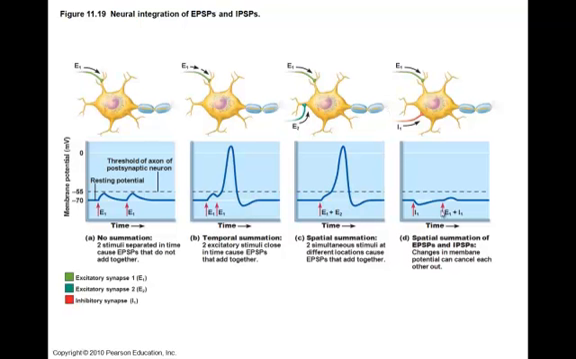Now we can summate our IPSPs and EPSPs. Here this guy is exciting and this guy is inhibiting. So those guys will wipe each other out. One excites, one inhibits, and the neuron has to keep track of all this stuff. So we can summate over time, and we can summate over space. Those are our EPSPs and our IPSPs. And that all has to do with keeping track of who's the presynaptic cell and who's the postsynaptic cell.